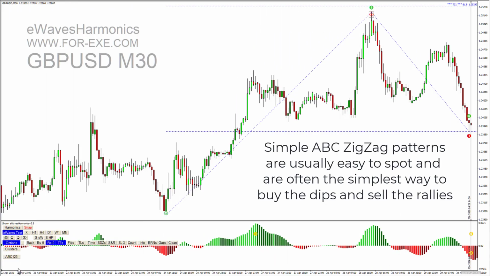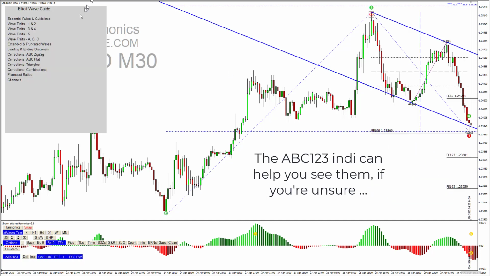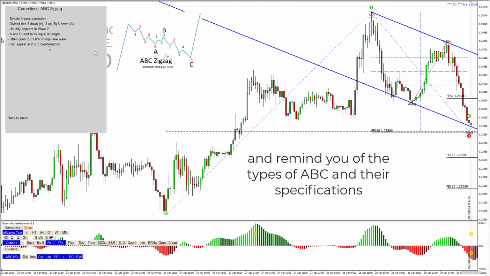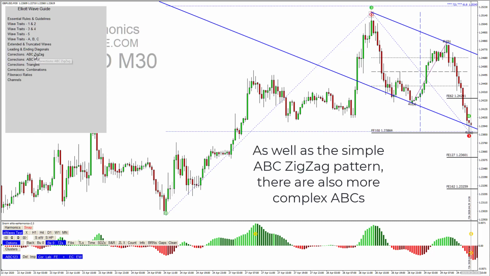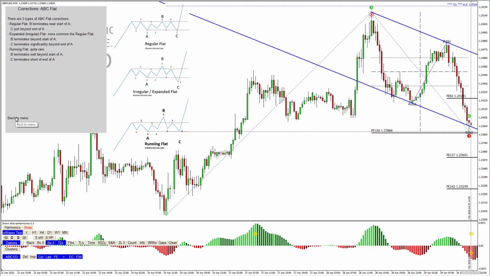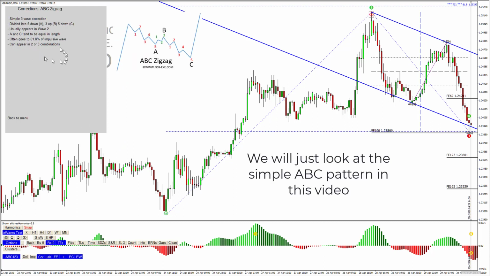Simple ABC zigzag patterns are usually easy to spot and are often the simplest way to buy the dips, as are the rallies. The ABC 1, 2, 3 indicator can help you see them if you're unsure, and remind you of the types of ABC and their specifications. As well as the simple ABC zigzag pattern, there are also more complex ABCs, such as the regular, irregular and running flat. In this video we'll just look at the simple ABC pattern.